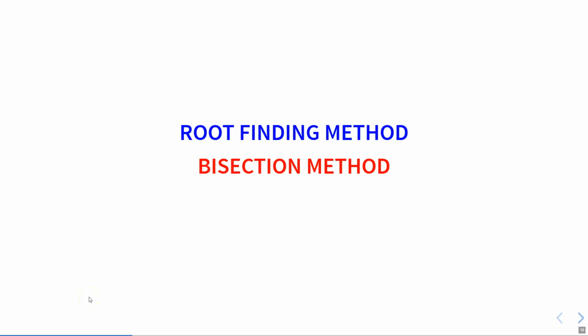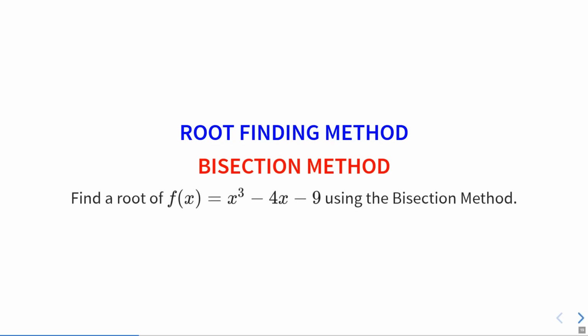Today I am going to talk about the bisection method. That is also one root finding method. So here is the problem statement: find a root of f(x) = x³ − 4x − 9 using the bisection method.